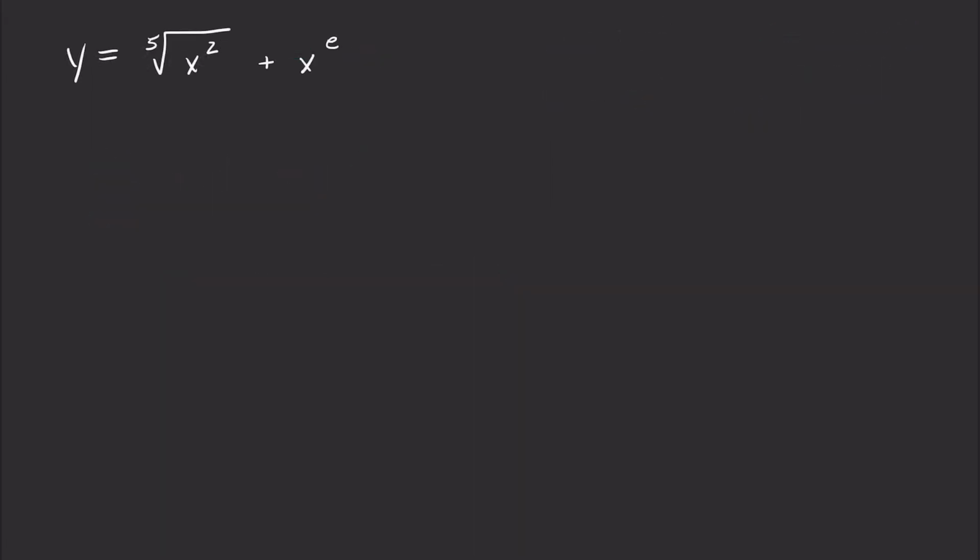Okay, our next function, we have y equals the fifth root of x squared plus x to the e power. So first thing we want to do is we want to rewrite this. So rewrite this radical. We have x squared, but it is under a fifth root, so it's x to the 2/5. And then plus just x to the e, we can leave that alone.